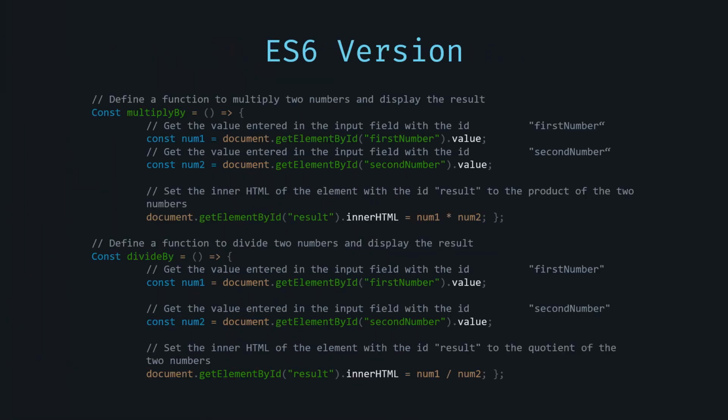In ES6, we can refine our code using arrow functions and const for variables. Here is a cleaner version of our multiplication and division functions.